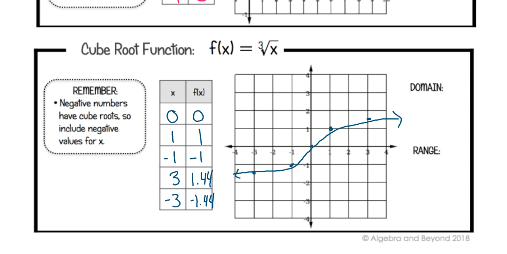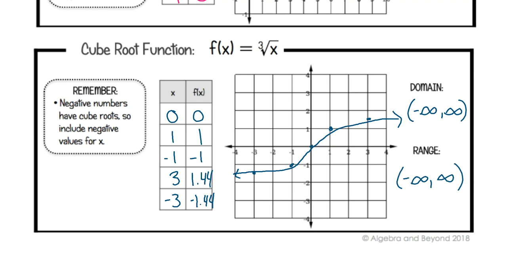So for this one, because we're allowed to include negative numbers, our domain is going to be every possible value. So negative infinity to positive infinity. And the range, therefore, is also going to be the same. So for cube root functions, we can plug in any number and therefore get out any number.